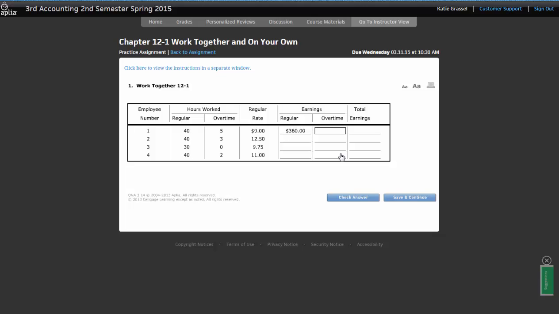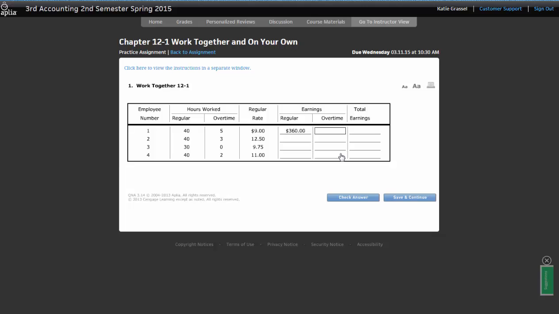Now, calculating overtime earnings. The first thing that I need to do is calculate my overtime rate. How do I calculate my overtime rate? 1.5 times the regular rate. Okay, so for employee number 1, they get paid $9 an hour. So I'm going to take 9 and multiply that by 1.5. So that means employee number 1 makes how much an hour when they work overtime? $13.50 an hour for overtime.